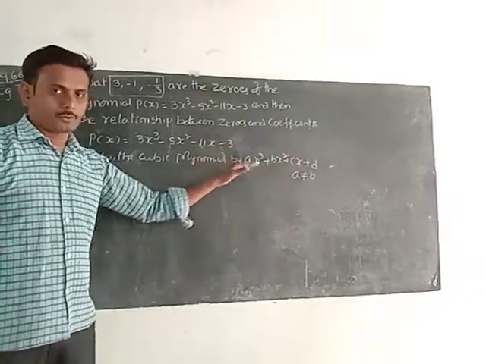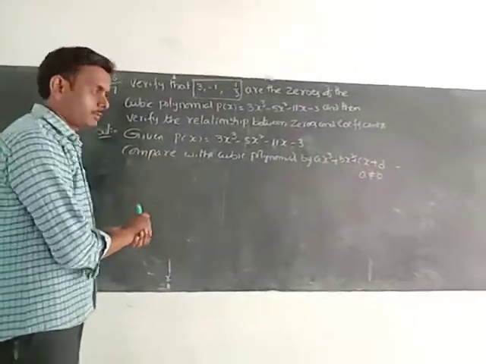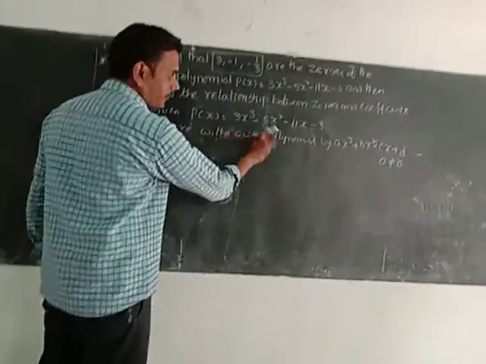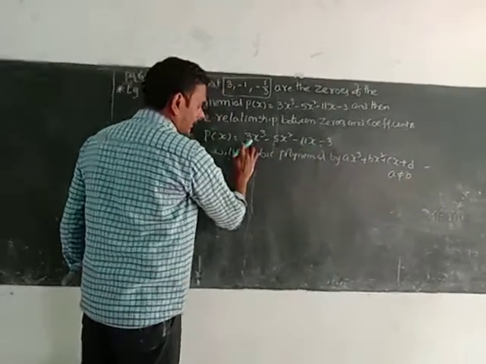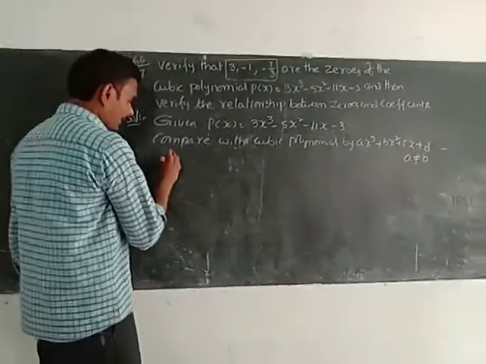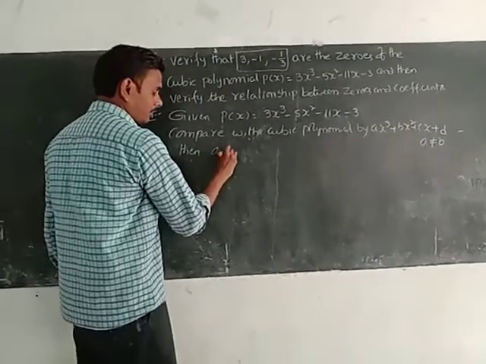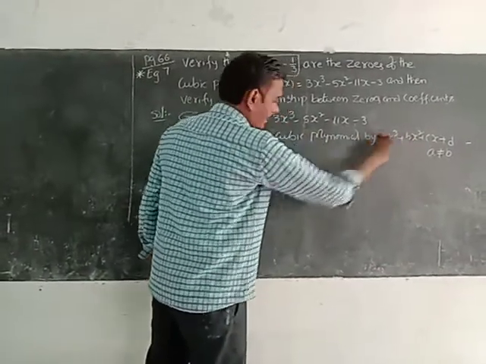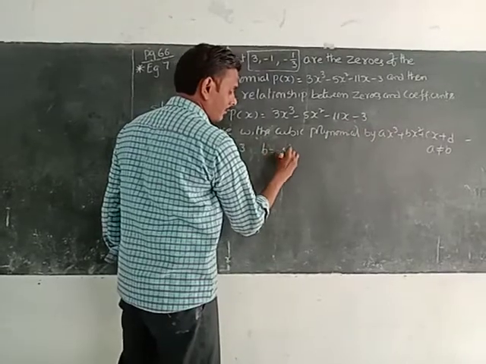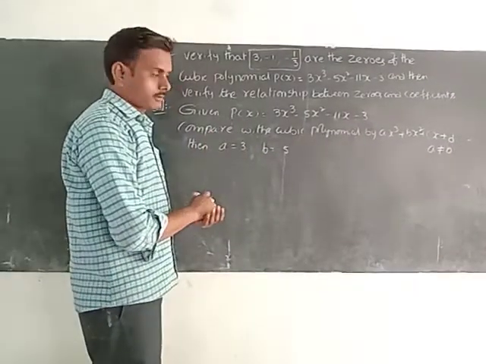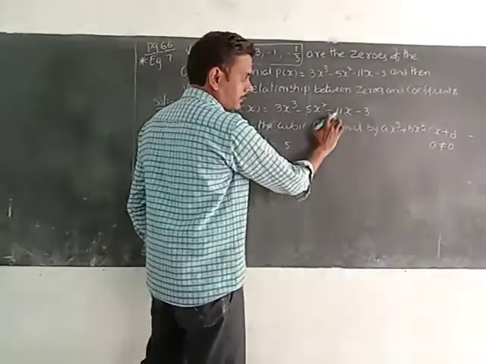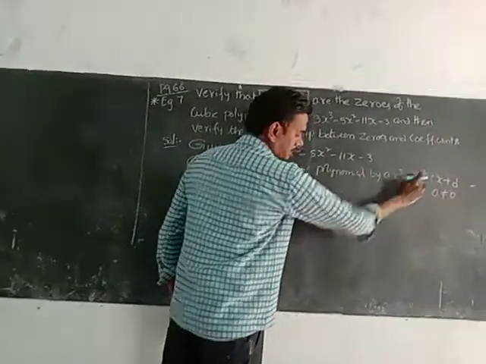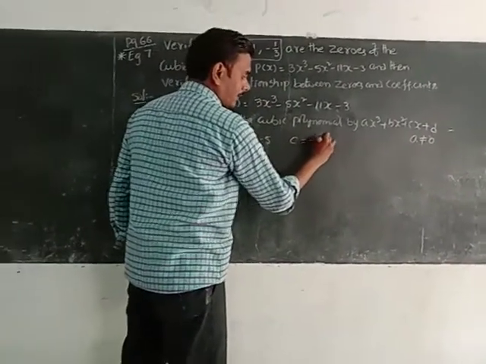Later we will use the coefficients. That's why we do this at the start. Okay, the x cube coefficient is a, here 3, so a equal to 3. The x square coefficient is b, that means b equal to minus 5. Just compare the corresponding coefficients. The x coefficient is minus 7, so c equal to minus 7.